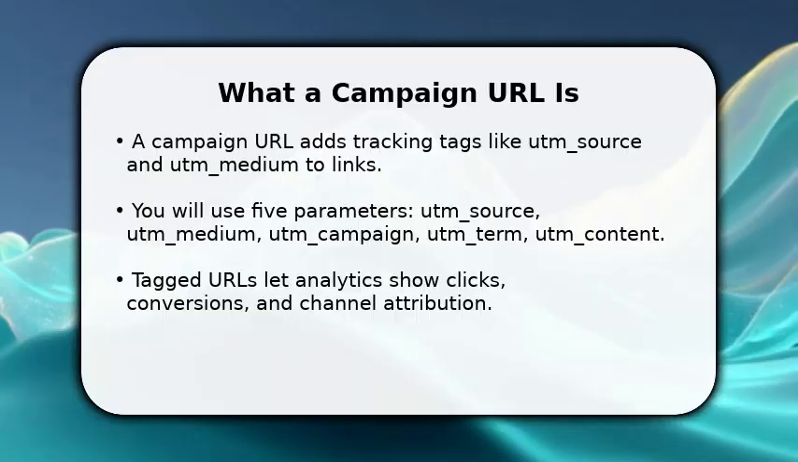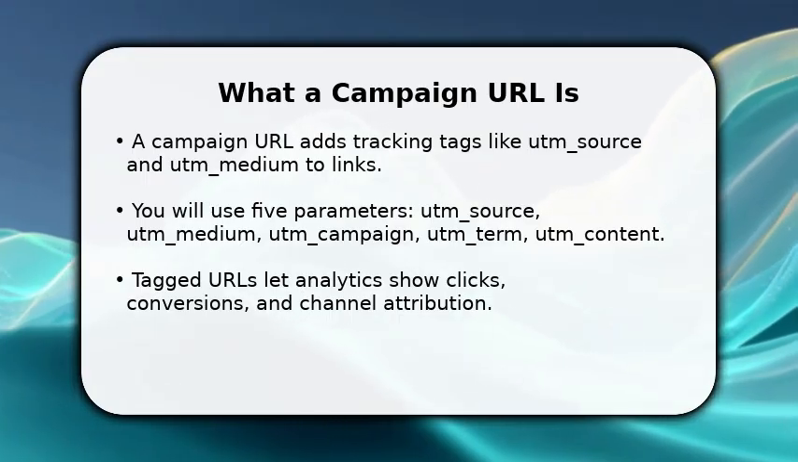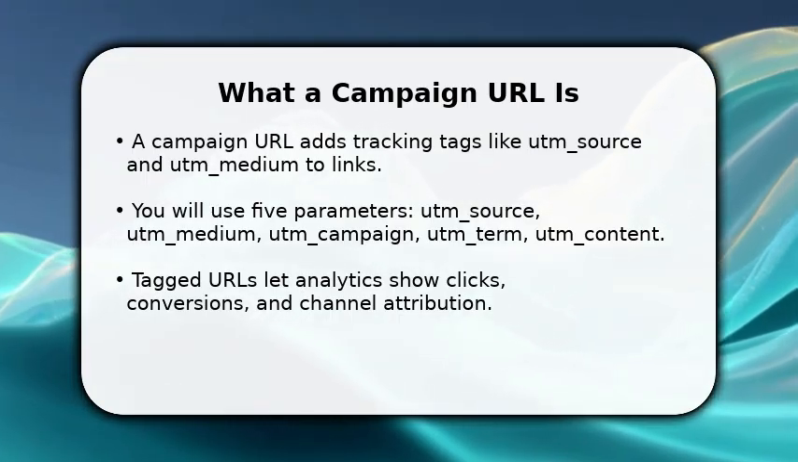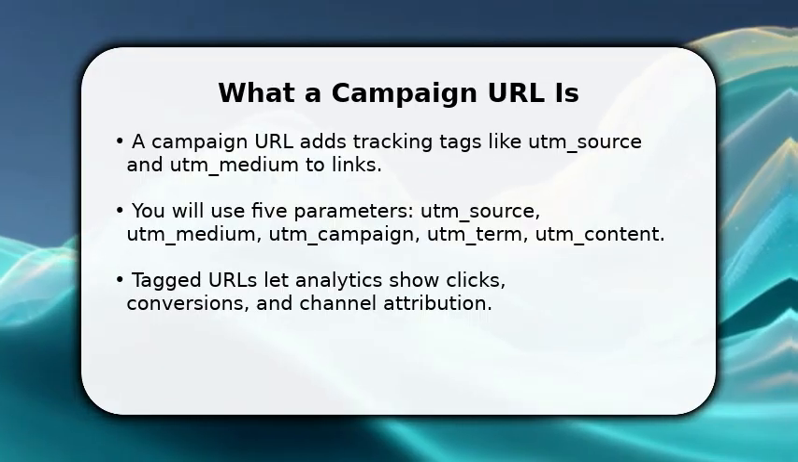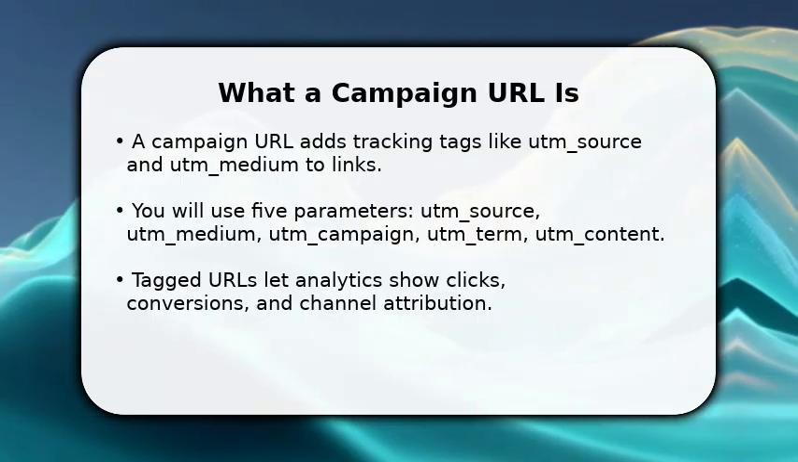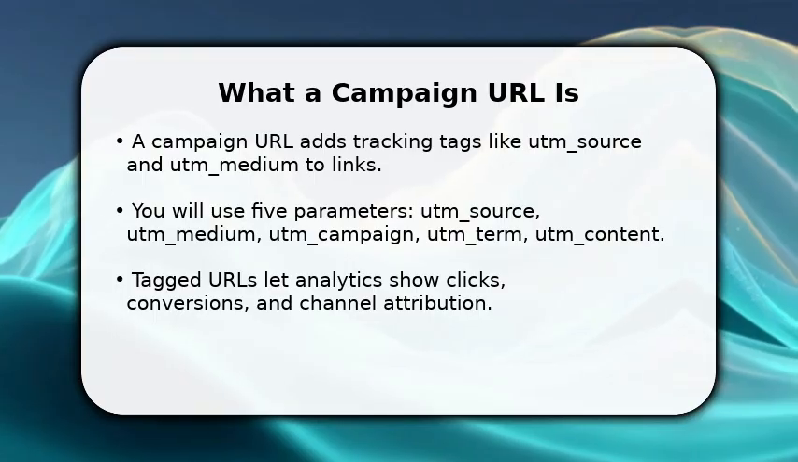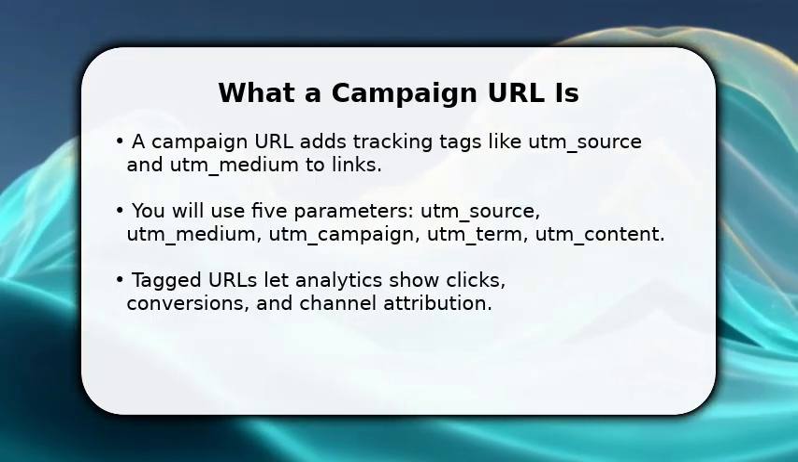Enjoy the video. A campaign URL adds tracking tags to a normal link so analytics can read source data. You will use 5 parameters to tag links. Those are UTM source, UTM medium, UTM campaign, UTM term, and UTM content. Add values that reflect campaign names and placements so reports stay clear.